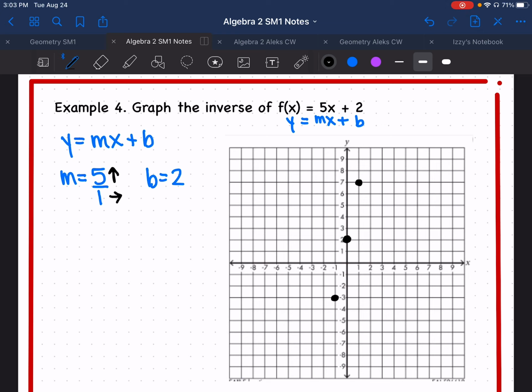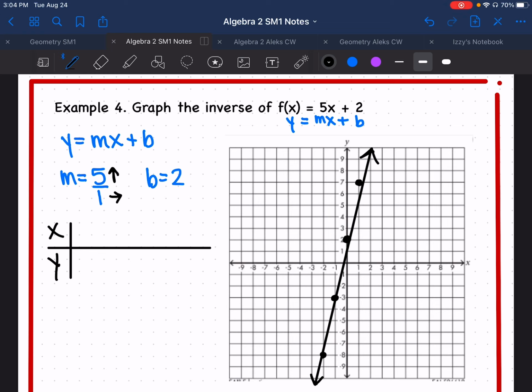I could do that one more time. 1, 2, 3, 4, 5 down and 1 to the left. All right, I can't go any more. There are my points. There's only 4 of them this time. Connect them together the best you can. Let's go ahead and make our table. You only need the 4 points in the table, and then you're just going to take your table and reverse it to get your new points.